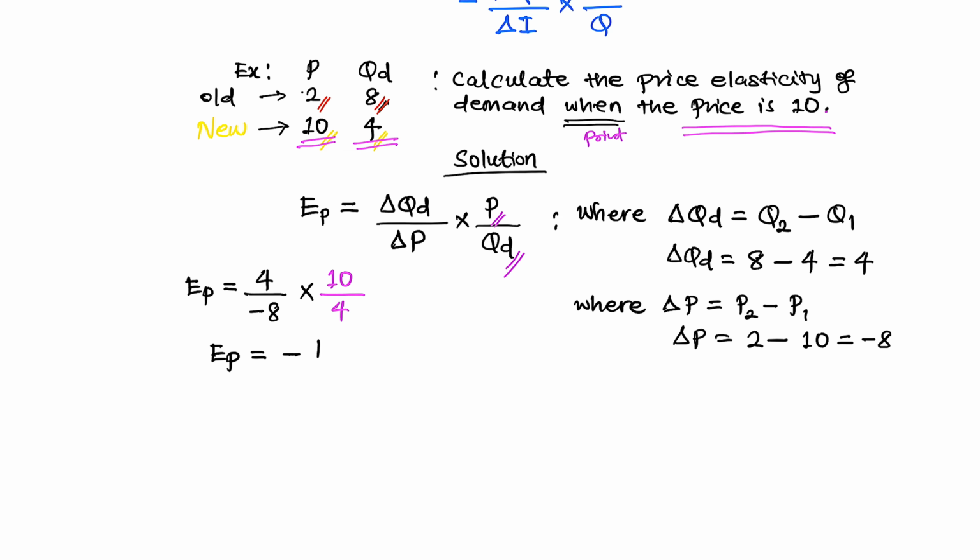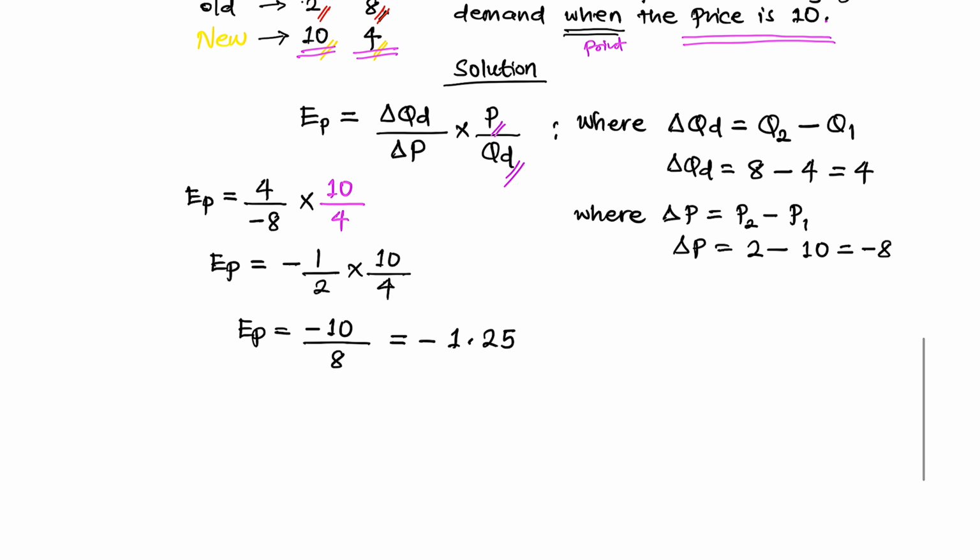4 divided by minus 8 is negative 1 over 2 multiplied by 10 over 4. EP, price elasticity of demand, equals negative 1 multiplied by 10, that's negative 10, divided by 2 times 4, which is 8. Negative 10 divided by 8 equals negative 1.25. So how do we interpret this answer?